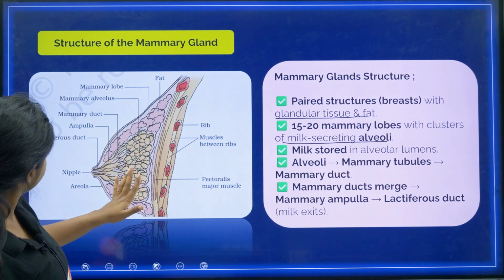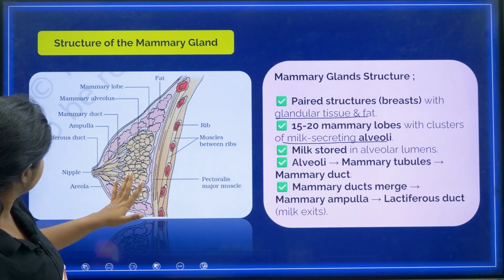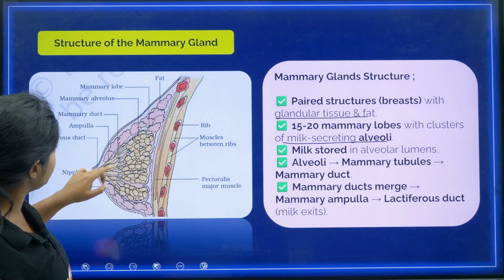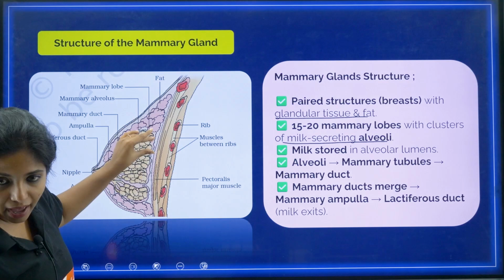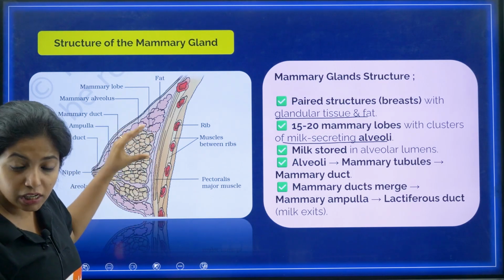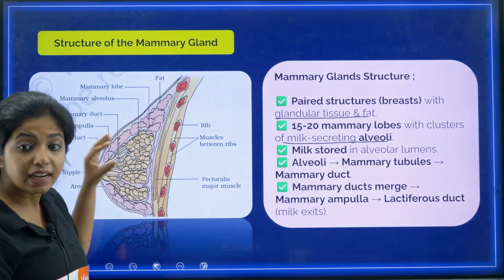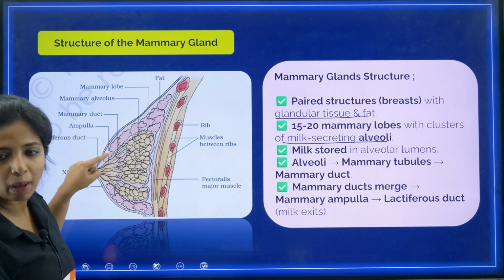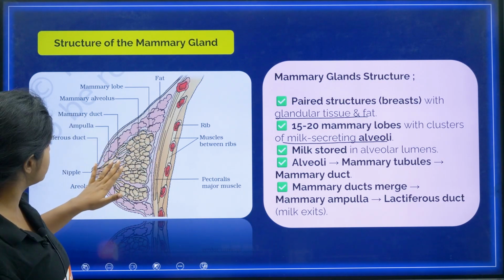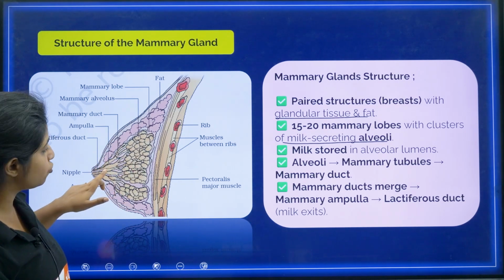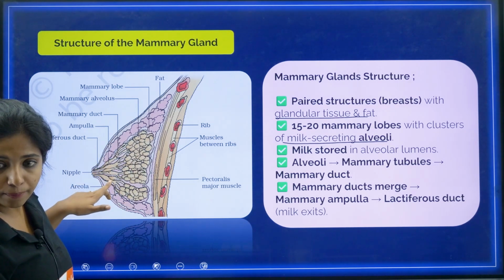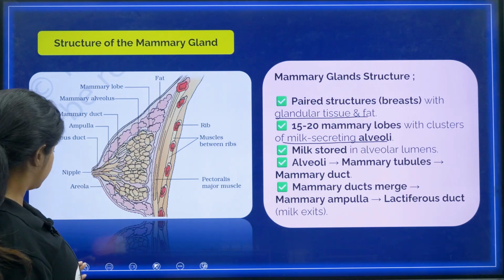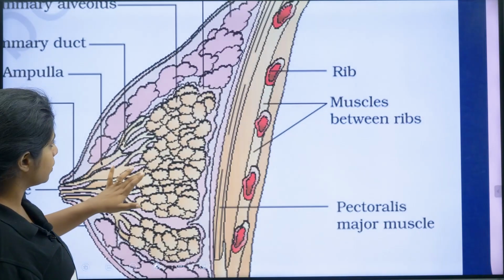The alveoli would be opening into tubules, and the tubules would be opening into the mammary duct like this. So you have 15 to 20 lobes. Each of them has so many alveoli. The alveoli open into mammary tubules, and the mammary tubules coming together open into the mammary duct, and the mammary duct opens into something wider, known as the ampulla, which you can see over here. The ampulla opens into the lactiferous duct, through which the milk will be exiting.